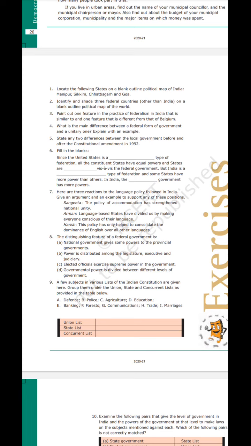A few subjects in various lists of the Indian constitution are given here. Group them under the union, state and concurrent lists as provided in the table below. Defense, police, agriculture, education, banking, forests, communications, trade, marriages. Union list, state list, concurrent list.